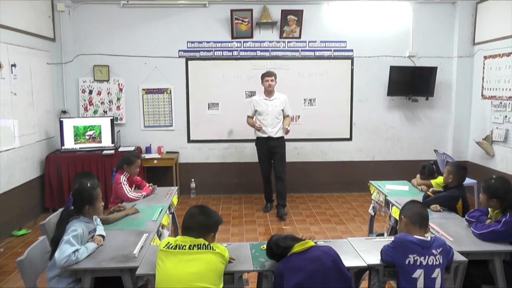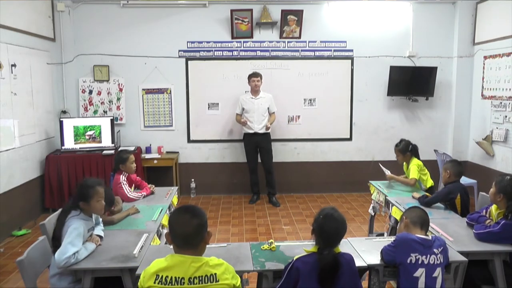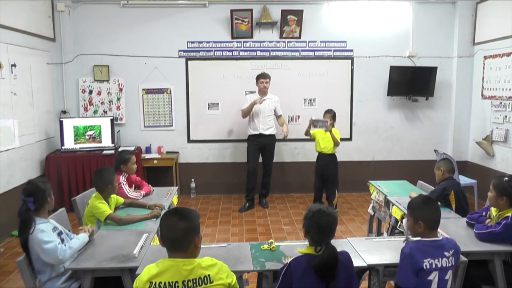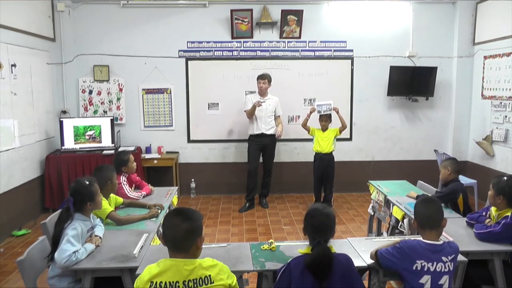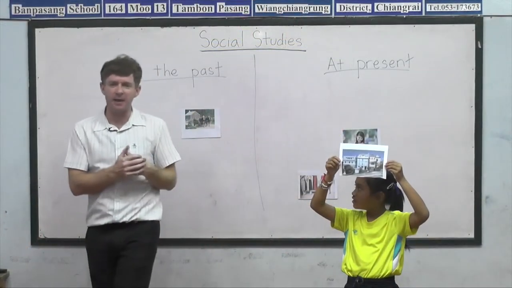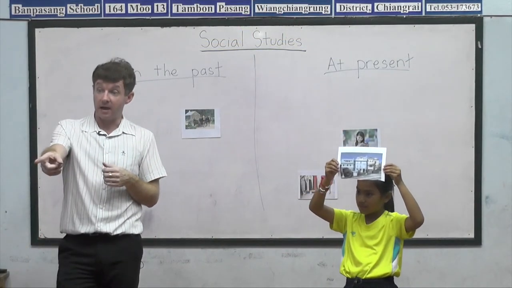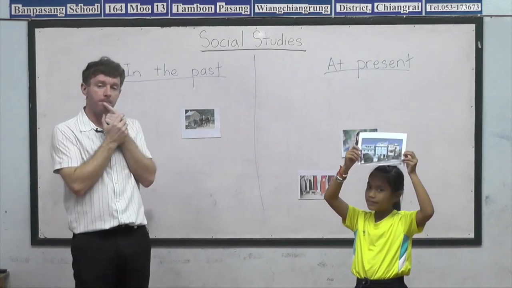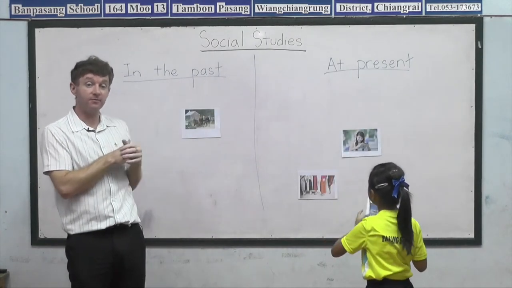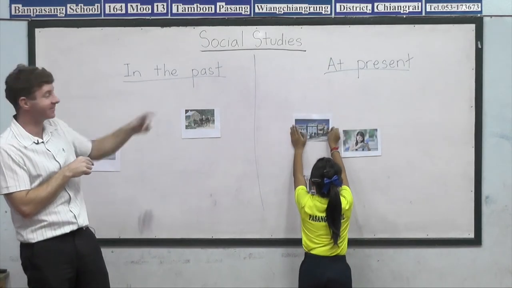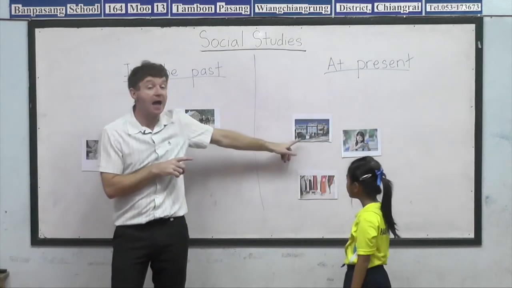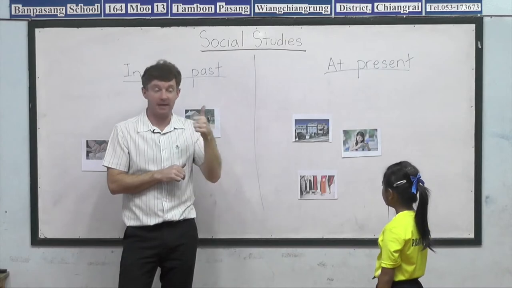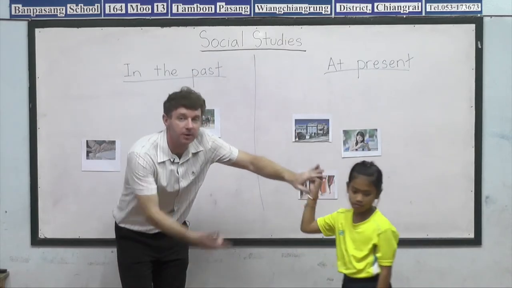Okay, guys, open your eyes. Who has the flashcard? Pak Bung, come and join me. Show it to your friends and hold it up so they can see. What do we have, guys? Home or houses. Are they houses in the past? At present. Excellent. Well done. So we can place it in which column? At present. Not the past, at present. And let's say together, houses. At present. Excellent, Pak Bung, that was very good. High five, big round of applause for Pak Bung.